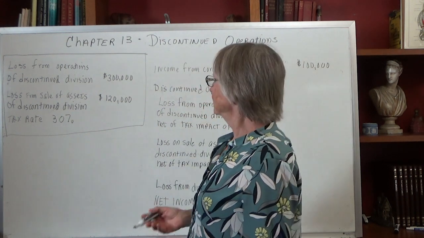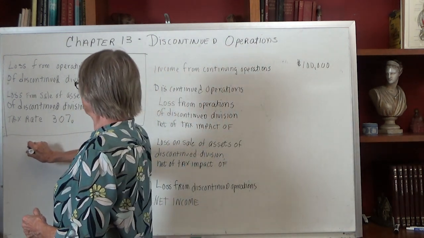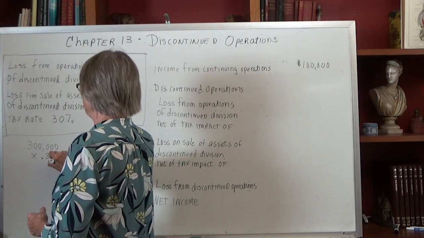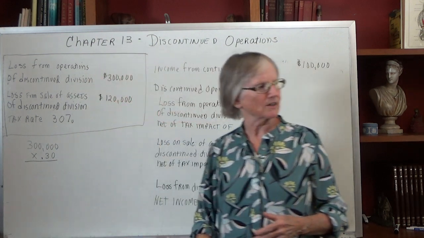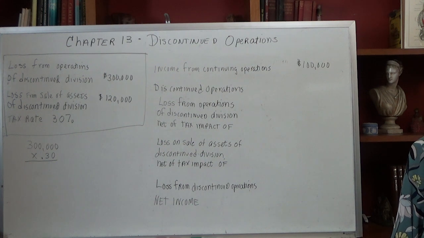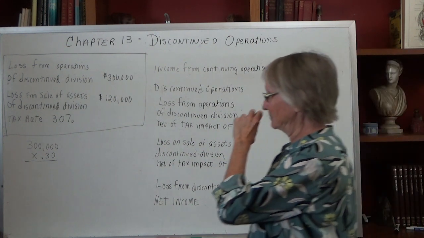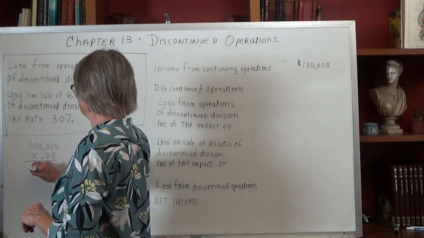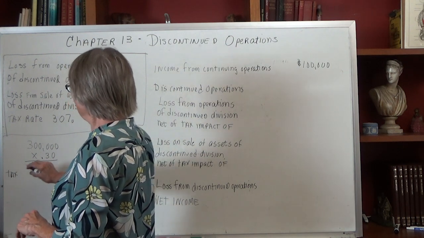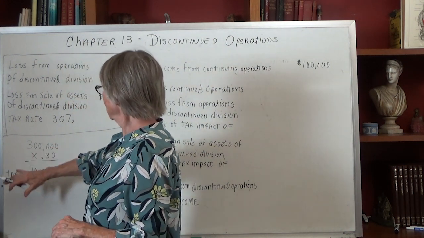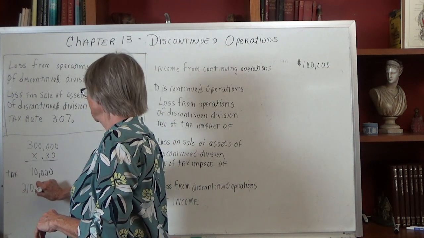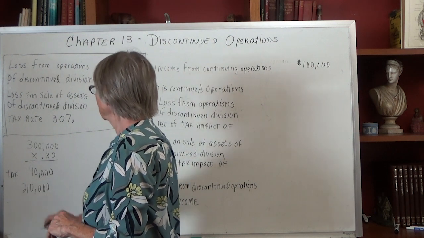So now how do we figure out net of tax? You simply take the $300,000 and multiply it times the 30%, or whatever tax rate it is. So the tax on that would be $90,000. Okay, so that's the amount of the tax. And so for the net of tax amount, you take the $300,000 total loss minus the $90,000, and so the amount we're going to report of the loss is 300 minus 90, or 210.